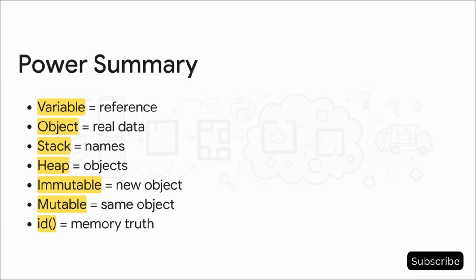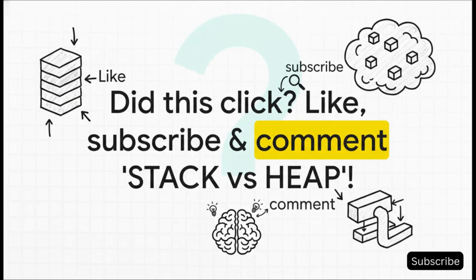Okay, that was a lot, so let's do a quick power summary. Feel free to screenshot this. A variable is just a reference to an object. The object is the real data sitting on the heap. The stack stores the names or references, and the heap stores the objects. Immutable types create a new object when changed, while mutable types change the same object. And when in doubt, id is your memory truth detector. And there you have it. That's the simple truth of Python's memory model.